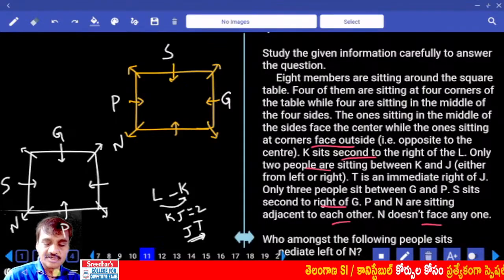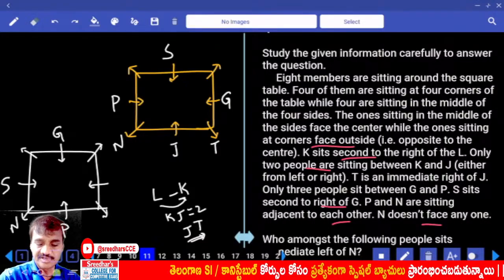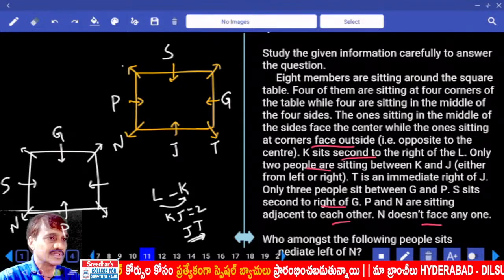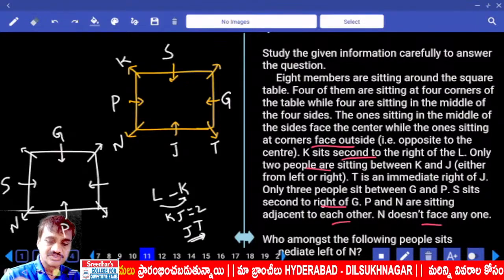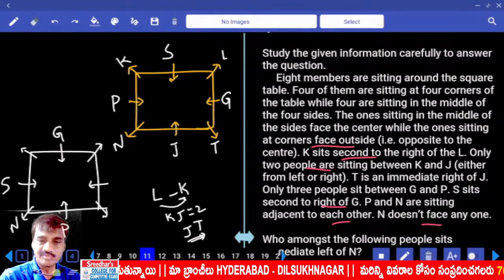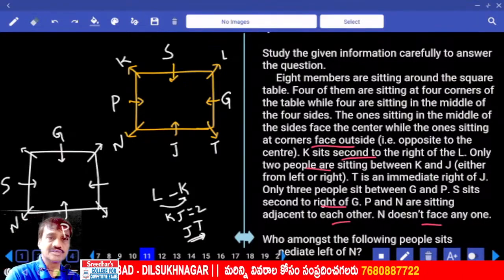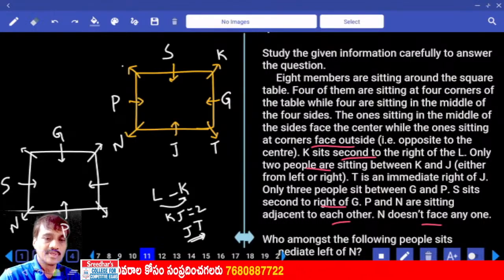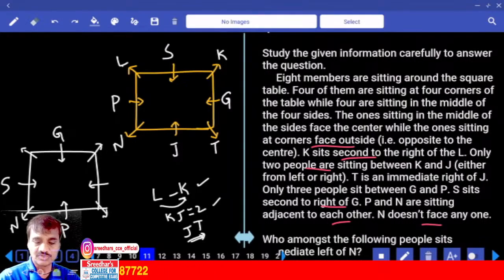As T is to the immediate right of J, if J is here, T is here. And if T is to the immediate right of J, now between J and K there are exactly two people. K can be here, K can be here. If K is here, can you take K at this place? If K is here, then L cannot be at this place. Why? Because K is seated second to the right of L. Here K is seated second to the left of L, not possible. Hence we cannot have K here. Can we have K at this place or not? Then L will be here. If L is here, K is seated second to the right of L. K and J have only two people between them. And T is to the immediate right of J. Is that fine?